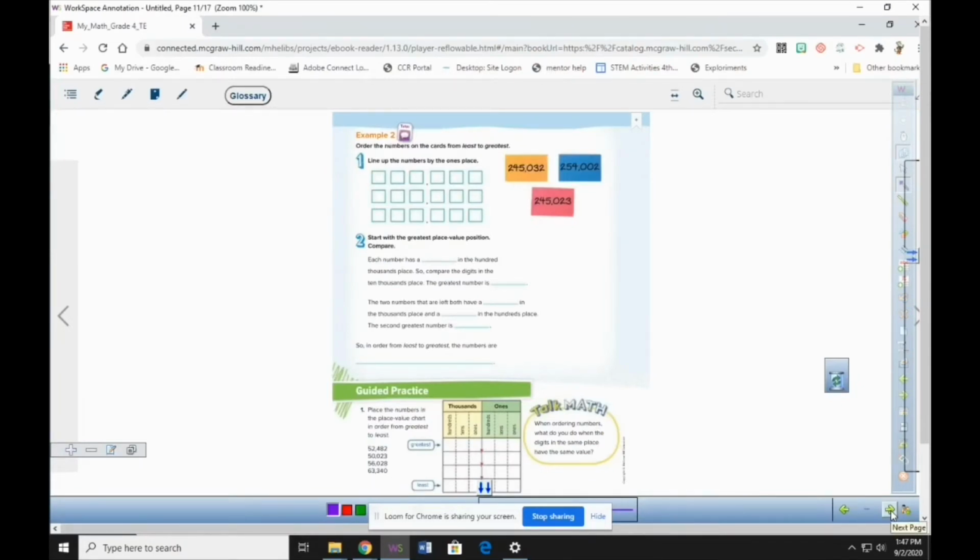Example 2, we're going to try this again. They've given us 3 numbers. We're going to start by lining them up so we can see what is the biggest. In this case, the directions say to put them in order from the least to the greatest. So when we write our answer, we're going to want to put the smallest number first. So let's go ahead and write these down.